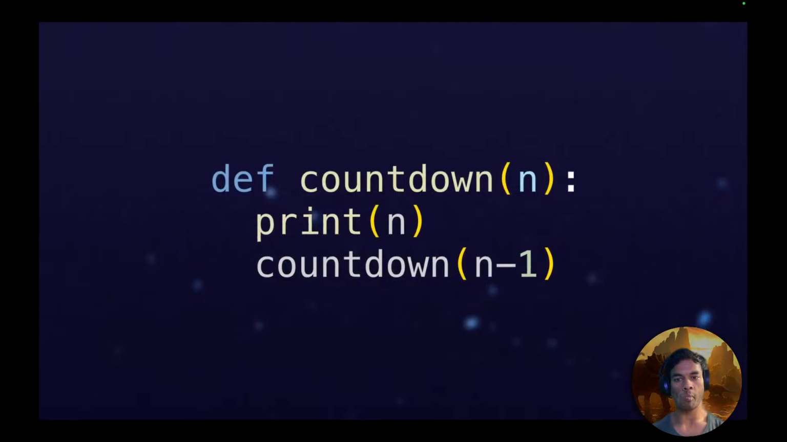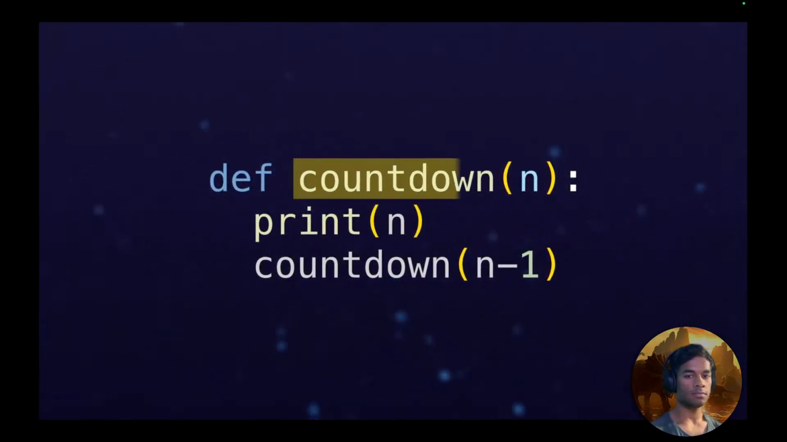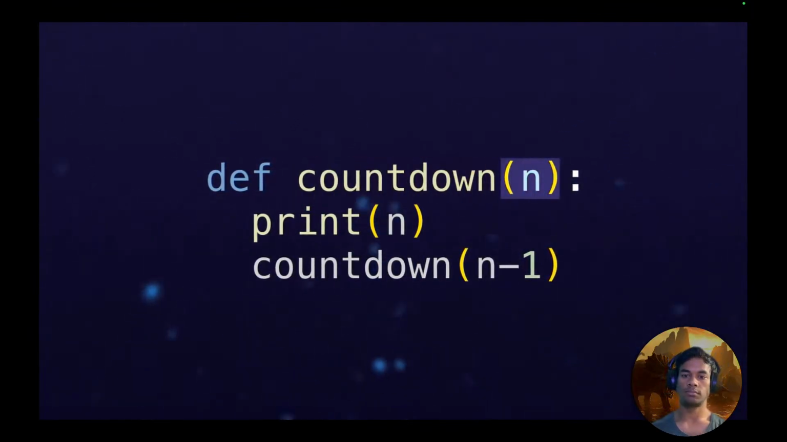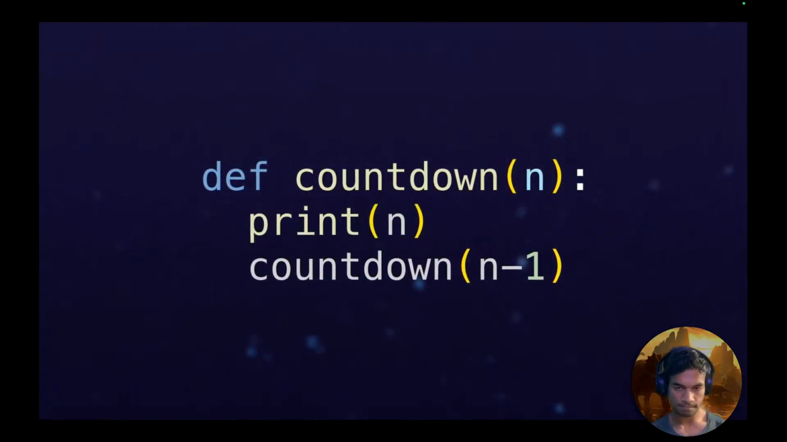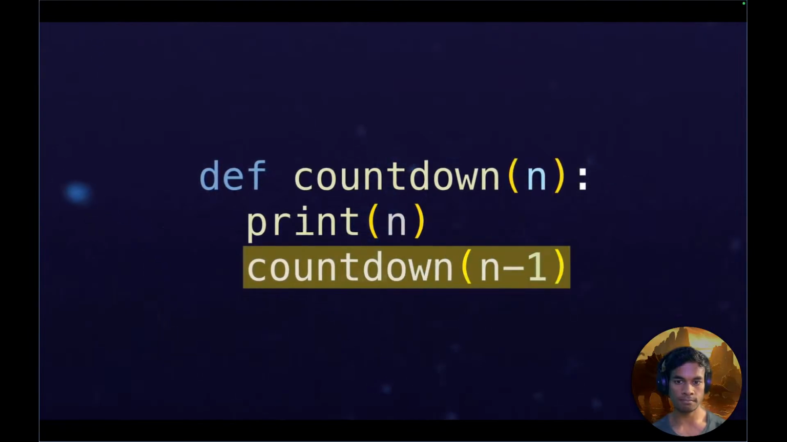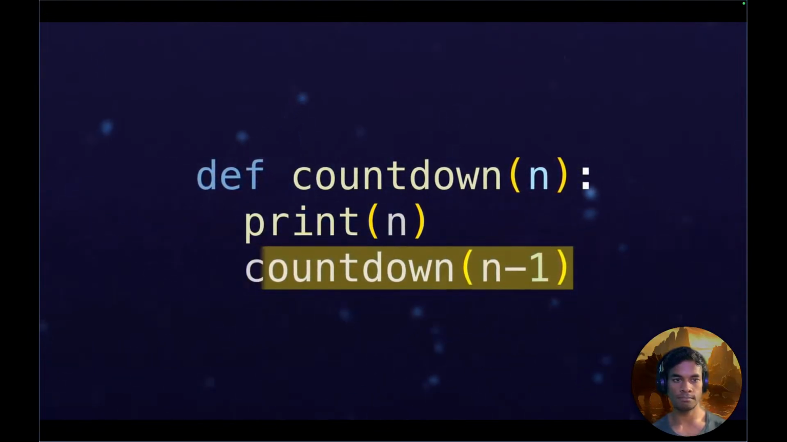Let's take a look at this simple example. We've got a function called countdown, and it takes as input n, an integer. First, it just prints n. After it prints n, it calls itself again, but only after subtracting 1 from n.